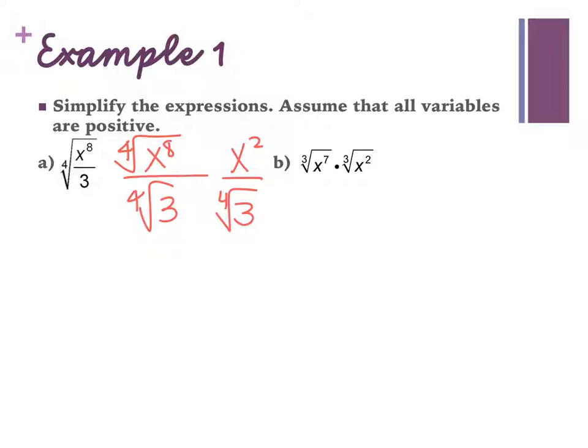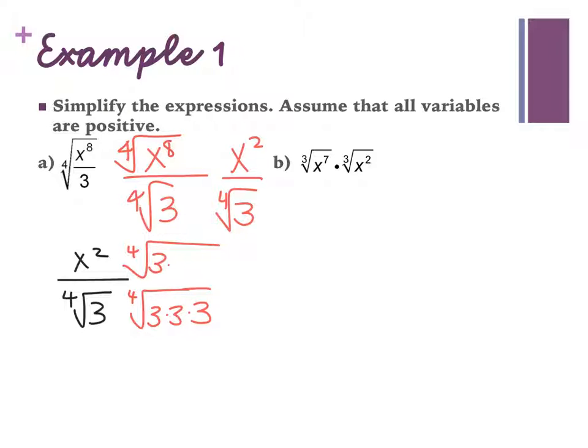Good, I need 3 more 3s. So x squared is going to go in the top, 4th root of 3 in the bottom, and then I need 3 more 3s. So I have a total of 4 3s, in the top and the bottom. So what is 3 times 3 times 3? 27. So I get x squared times the 4th root of 27, and in the bottom, the 4th root of 3 times 3 times 3 times 3 is 3.